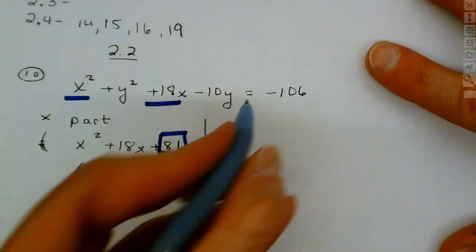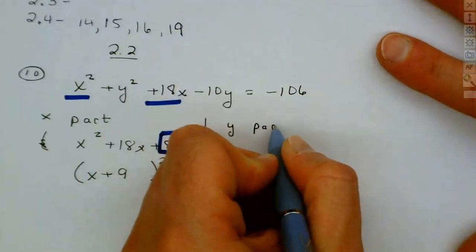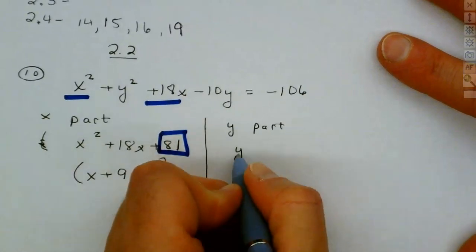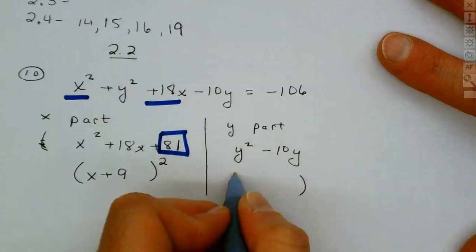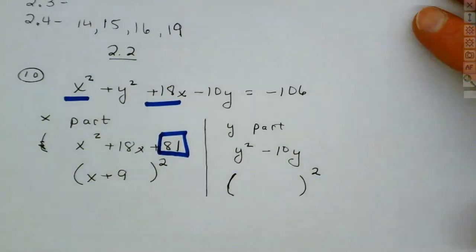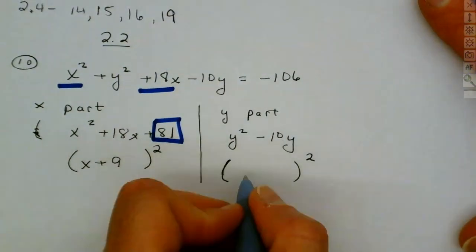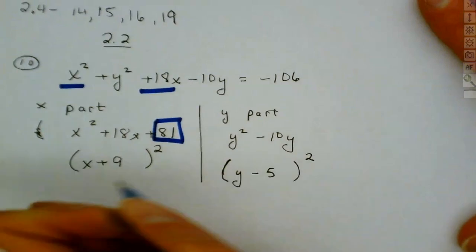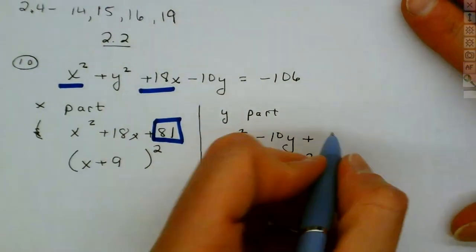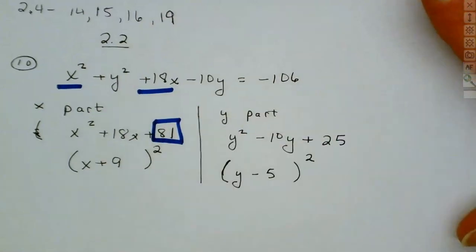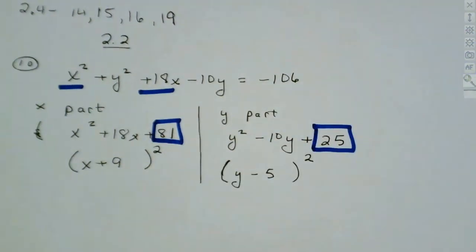And we're going to do the same procedure for the y part. So the y part's over here. And for the y part, we have y squared minus 10y. So we half and square. So what's half of negative 10? Half of negative 10 would be negative 5. And then we square it. What happens when we square negative 5? Well, it becomes a positive 25. Remember that? Okay, half and square.